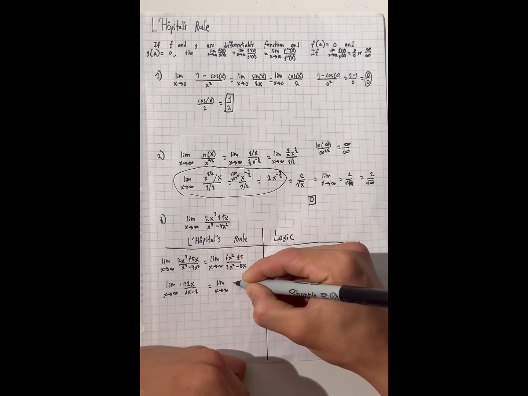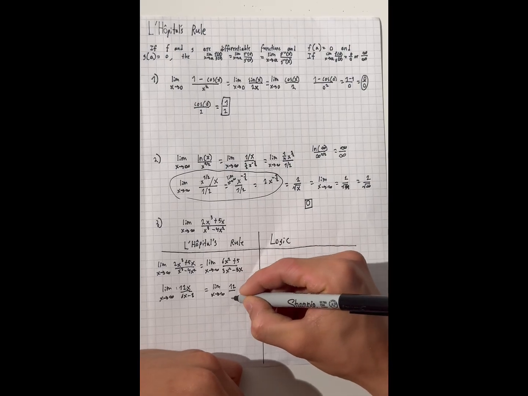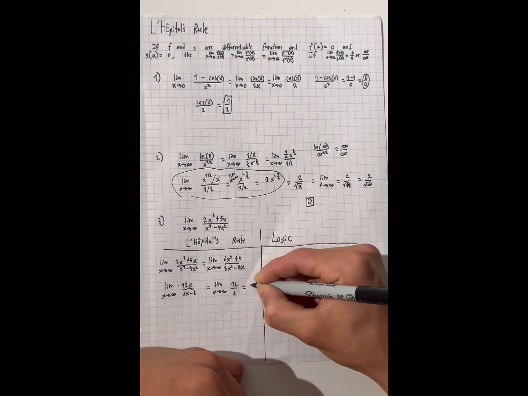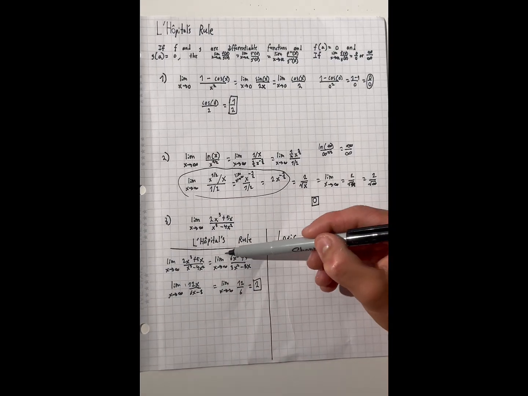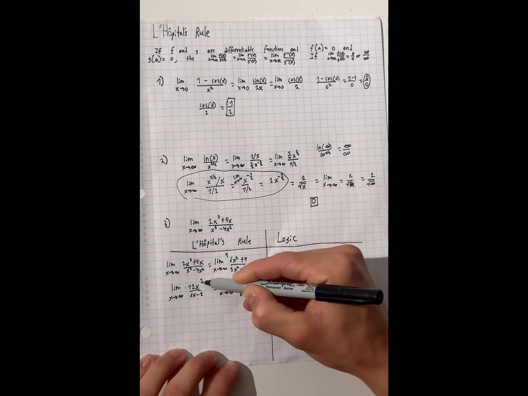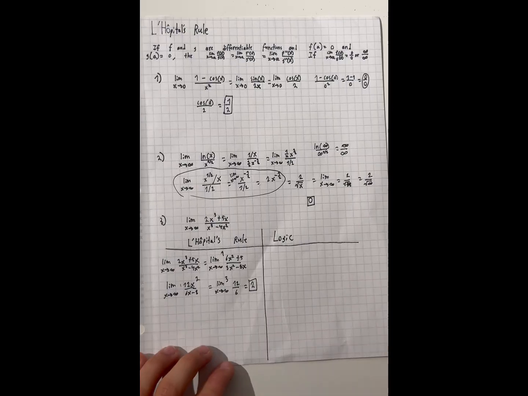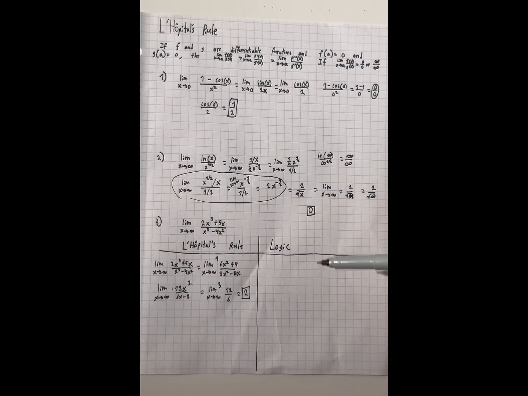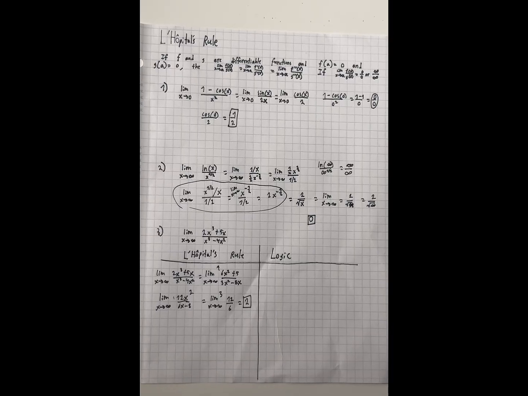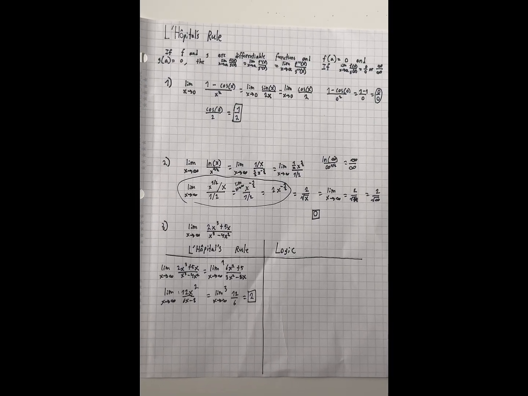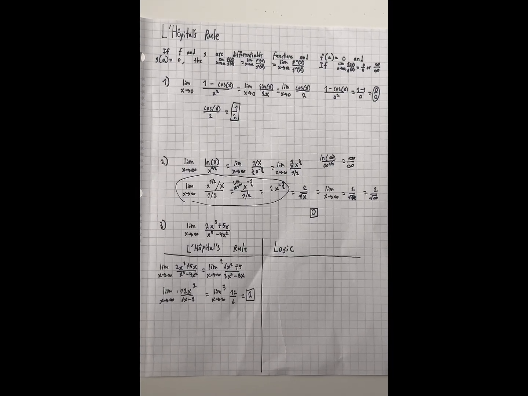We're going to get 12 over 6, which is just equal to 2. So you see, after all this work, after finding 1, 2, and 3 derivatives, we have our answer. But now if we use the logic method, we can do this way faster. If we look at our original limit statement, if we plug in infinity, we're going to get infinity over infinity.